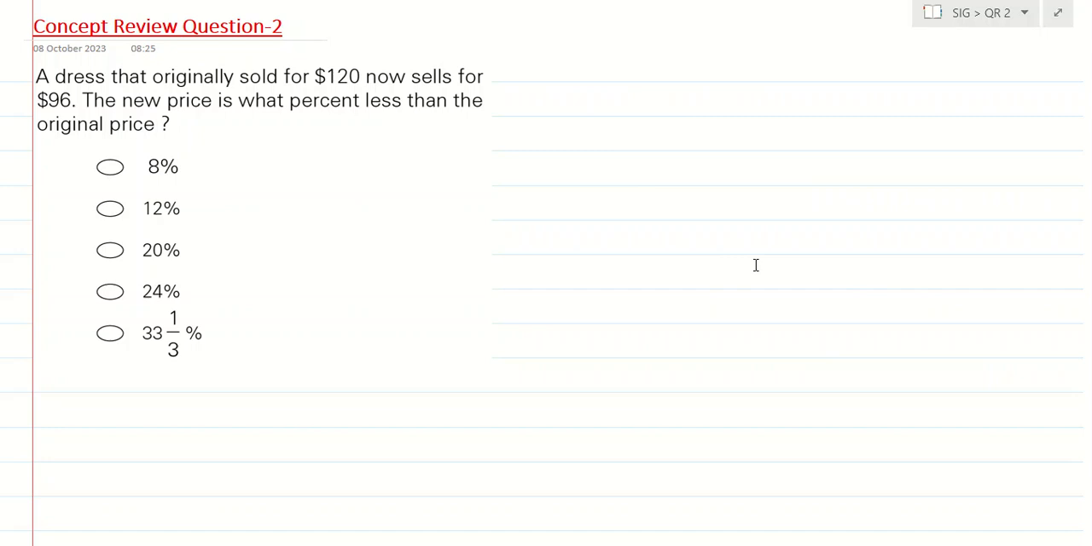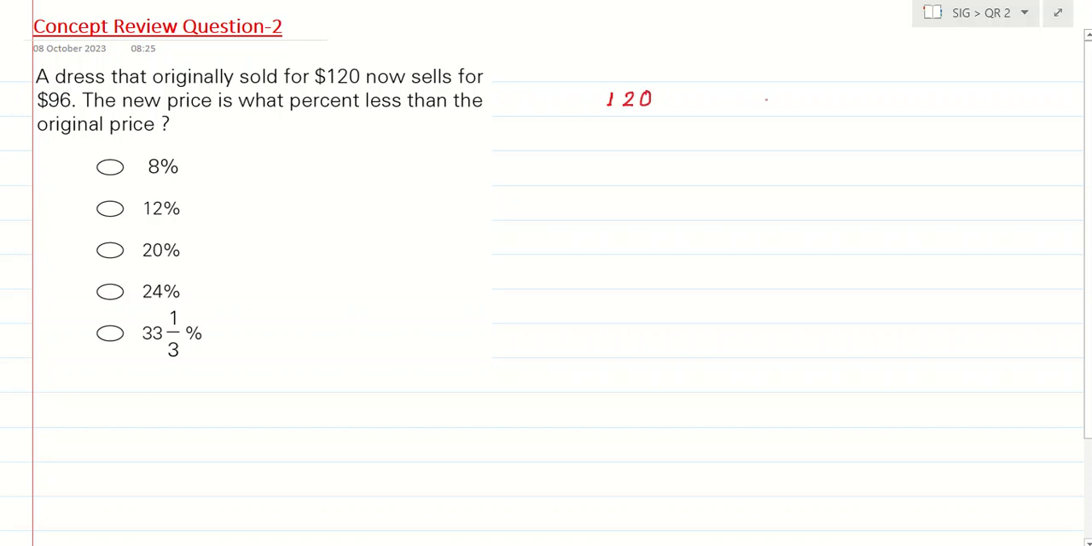Let's solve this question. A dress that originally sold for $120 now sells for $96. The price is what percent less than the original price? What is the original price here? The original price, can I say $120? This is the original price, $120.